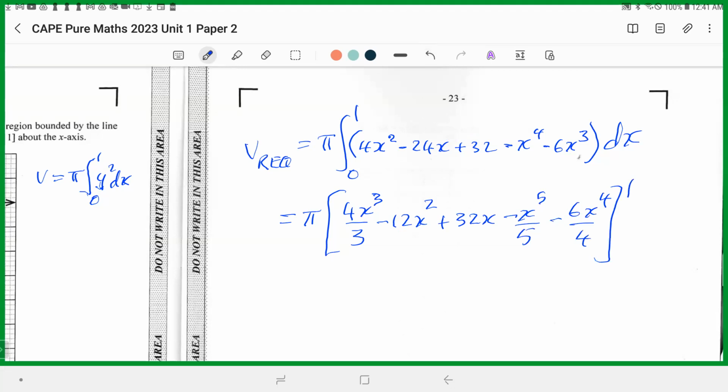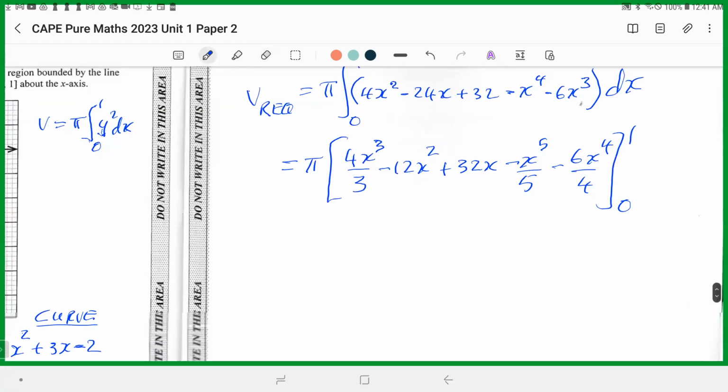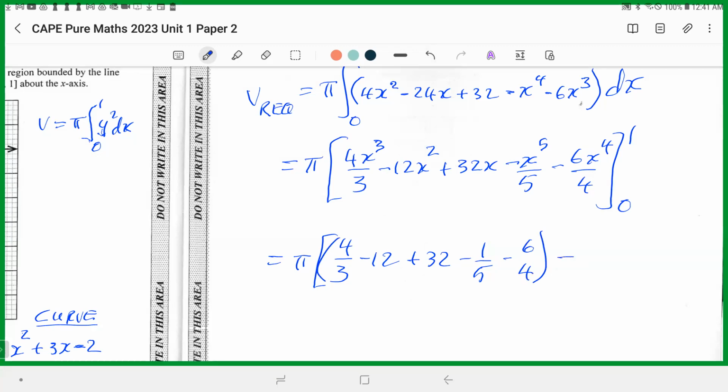I integrate in between 1 and 0. But the 0 is going to give you a 0 everywhere. All of these values out here are going to give you a 0. So you know that the 0 will not matter. And then this is 1 you're plugging in. So all these values are easy to work out because it's 1. So pi into the 1 is going to become 4 over 3. It's going to become negative 12. It's going to become plus 32. It's going to become 1/5, minus 1/5. It's going to become minus 6 over 4 or minus 3 over 2. You can put minus 6 over 4. That's what the 1 gives us. Subtract the 0 is going to give you 0.